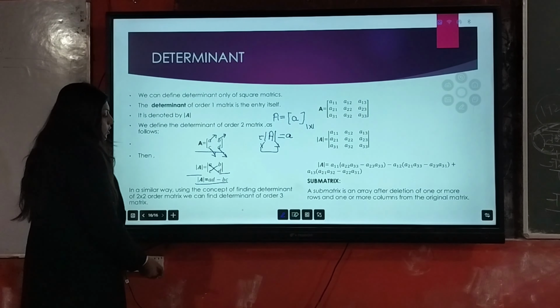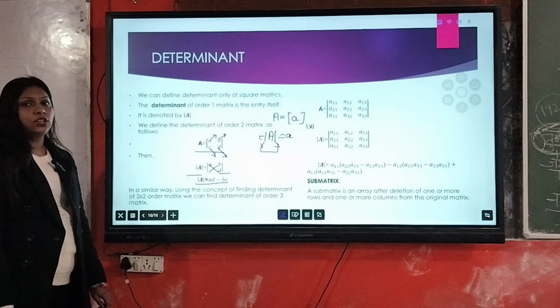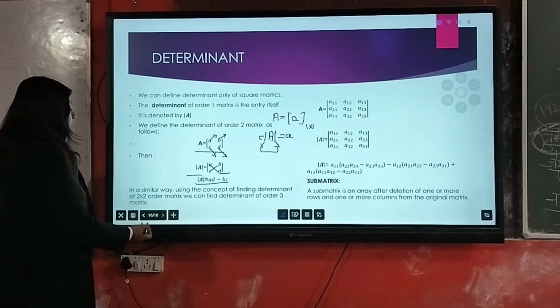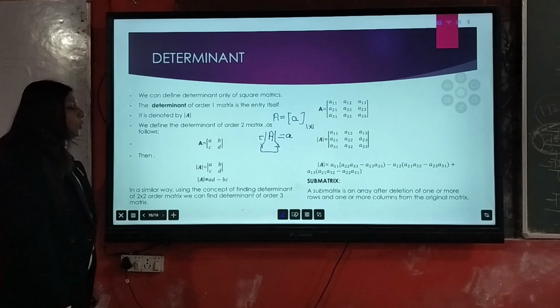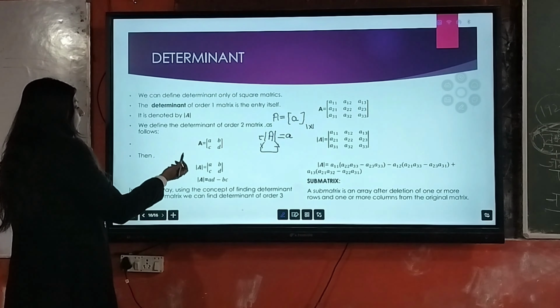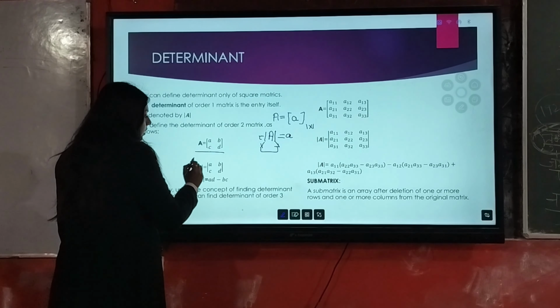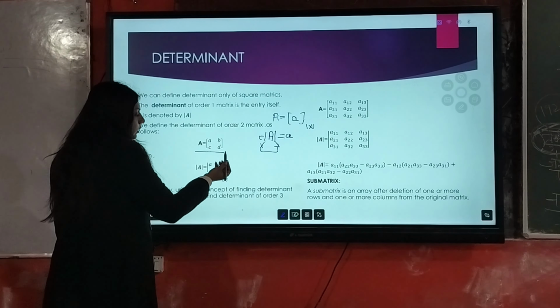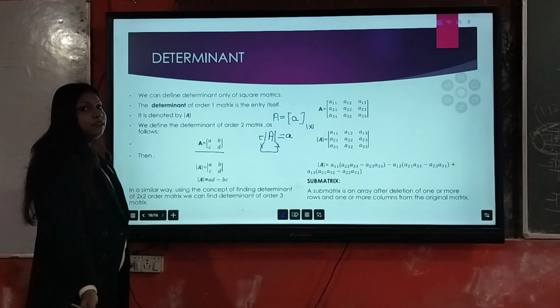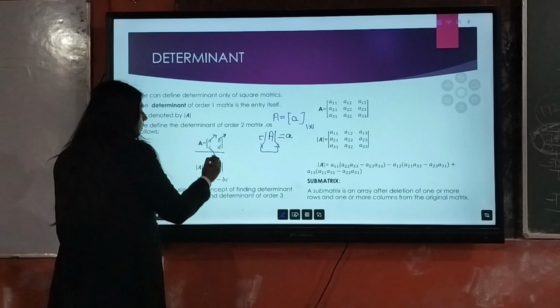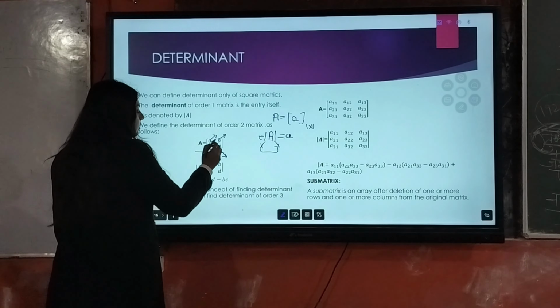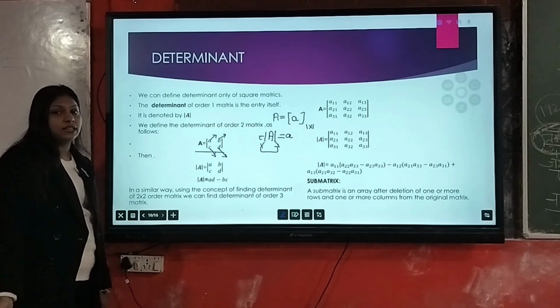AD minus BC. So in this way we define the determinant of order 2 matrices. Now we are moving to define the determinant of order 2 matrix. So here we are taking the general order 2 matrix, where we have 2 rows and 2 columns, and here we are taking general entries, that is, we can have any number. Here we can have any real or complex number, that is, A, B, C, D can be any real number or complex number.